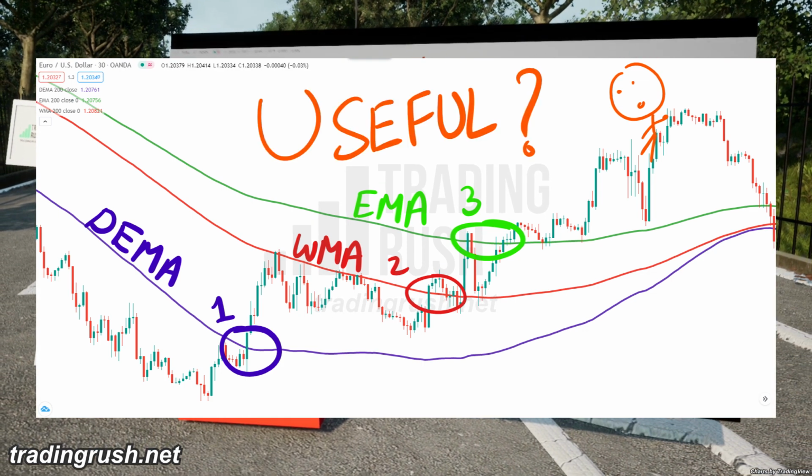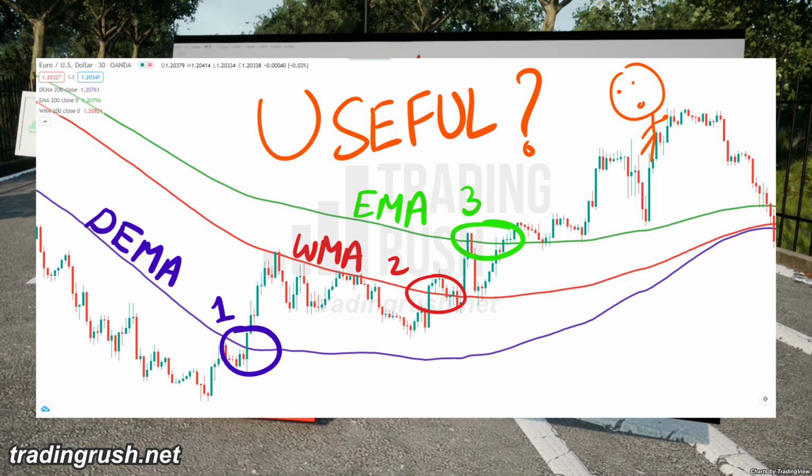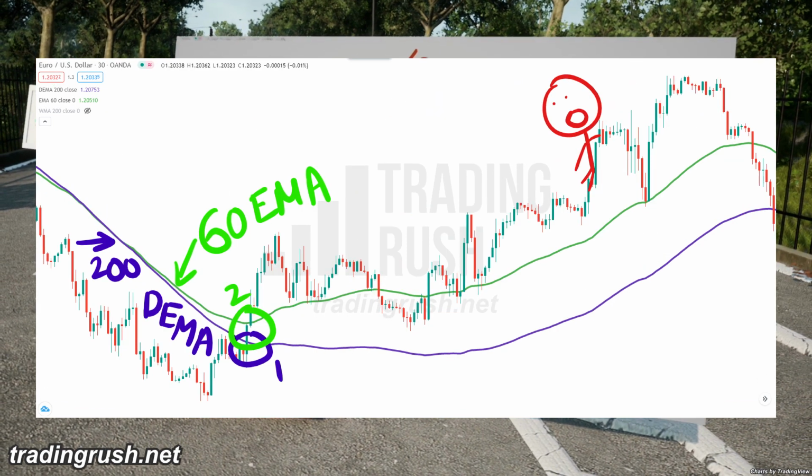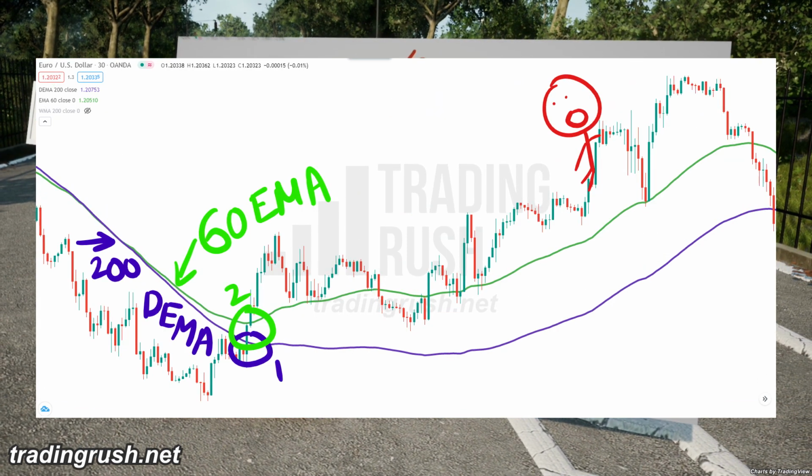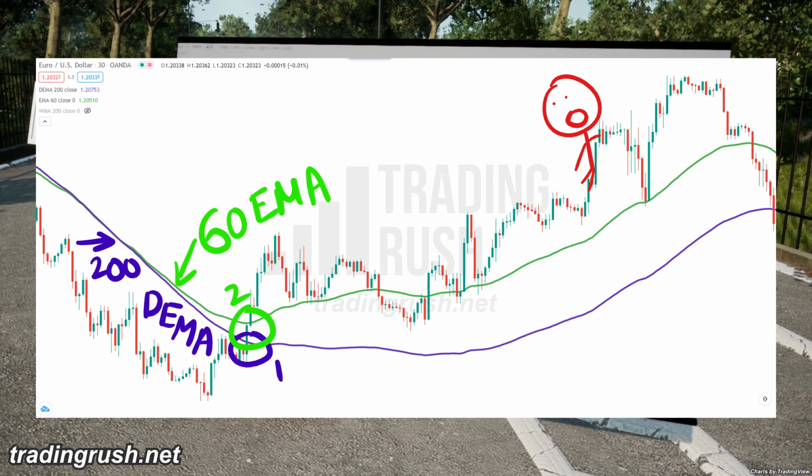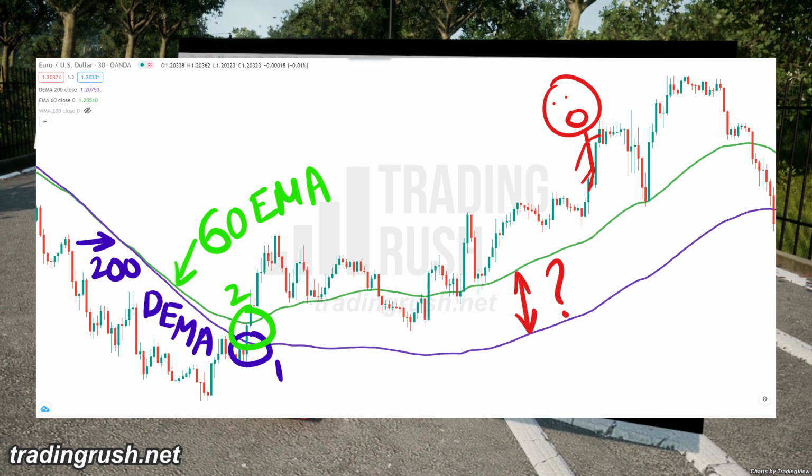But is a faster moving average really that useful? Can we just use a shorter moving average to get the same result? Well, not exactly. The double exponential moving average is a bit more complicated.